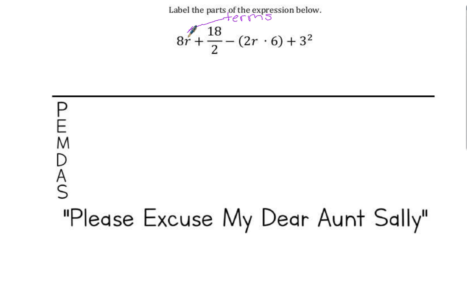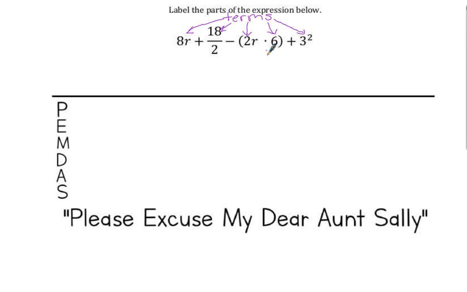So 8r is a term. There's an operation, so 18 over 2 is a term. We have an operation, 2r is a term. Another operation, so 6 is a term. And 3 squared is separated by an operation. So that is a term.